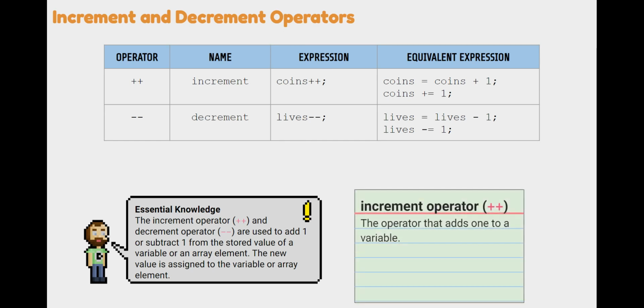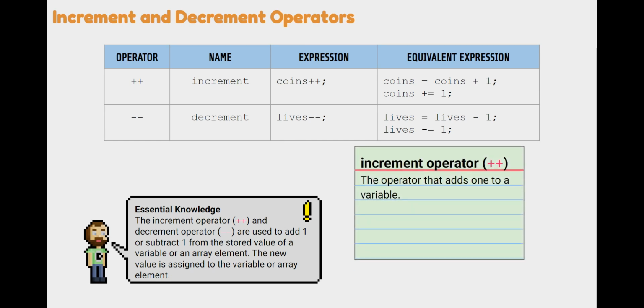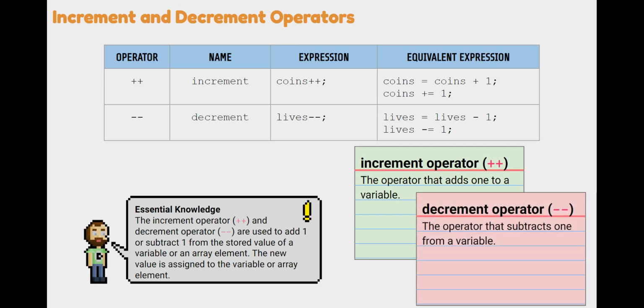This highlights our essential knowledge. The increment operator and the decrement operator are used to add 1 or subtract 1 from the stored value of a variable or an array element. The new value is assigned to the variable or array element.